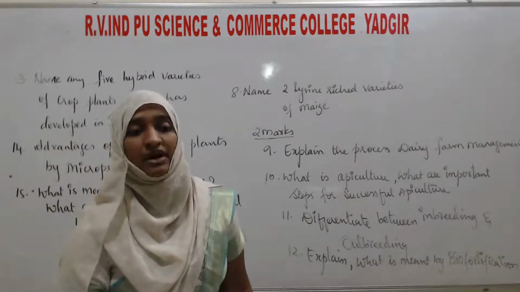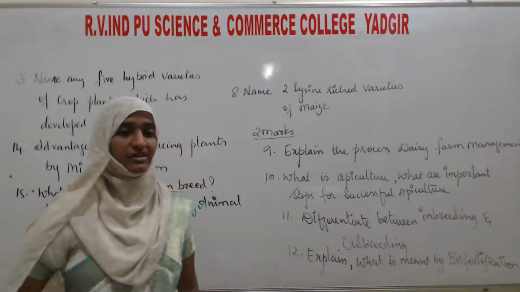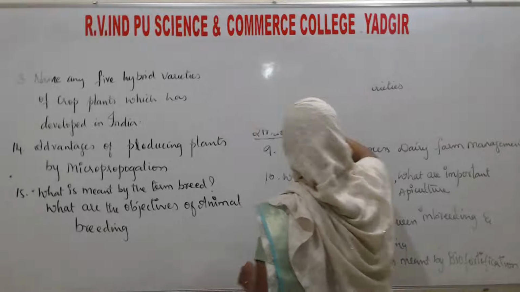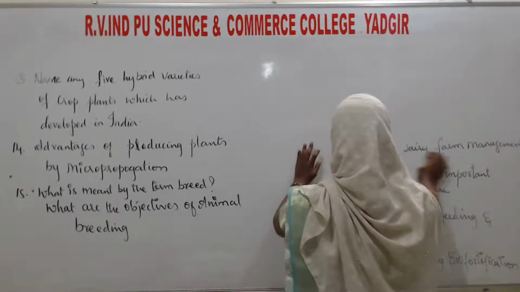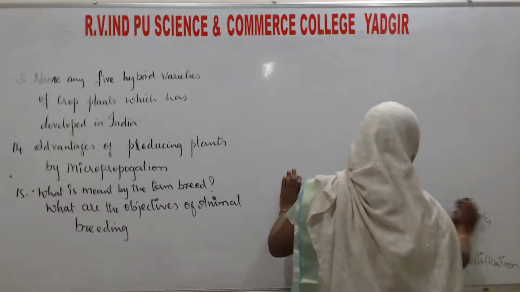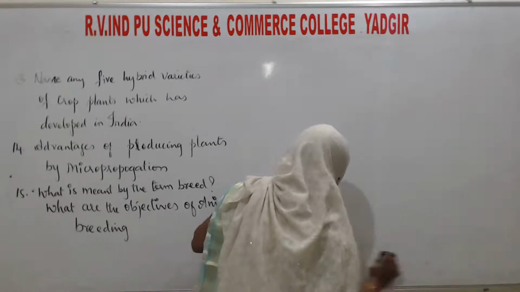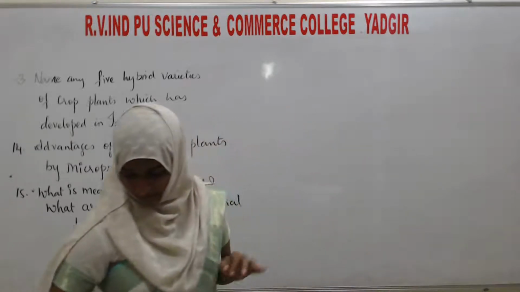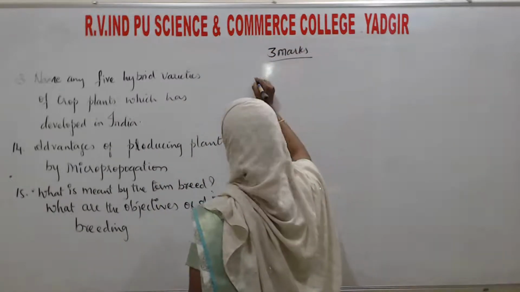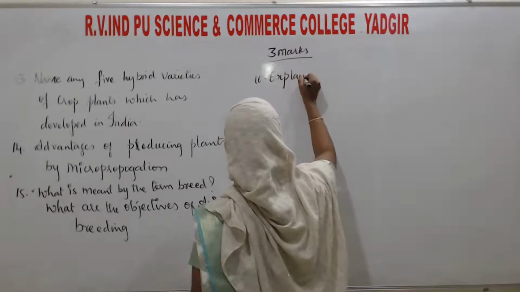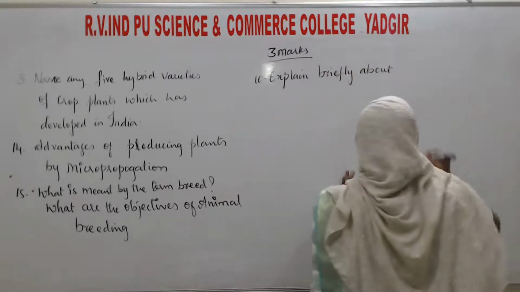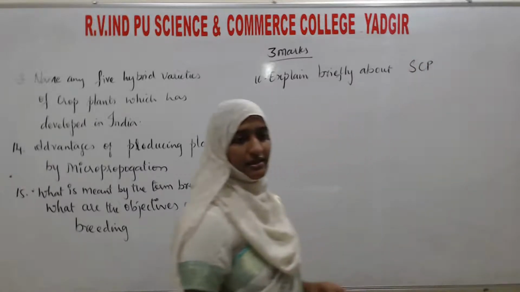Next, we will see about the 3-mark questions. Okay. See here. Please note it down. These questions are important questions. For 3 marks, I will write here. Next one, for 3 marks, that is the 16th one: explain briefly about SCP, that is single cell protein.